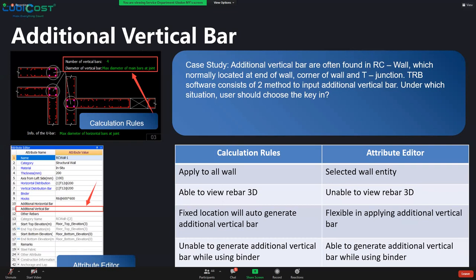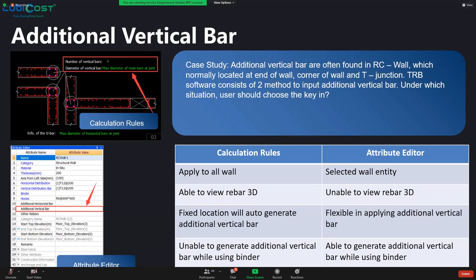And now, in terms of calculation, if you key your additional vertical bar here, it already has a fixed location, which means this tree location. It will guarantee that you auto-generate your vertical bar at this tree location, without doubt. This tree situation would automatically generate this so-called additional vertical bar.